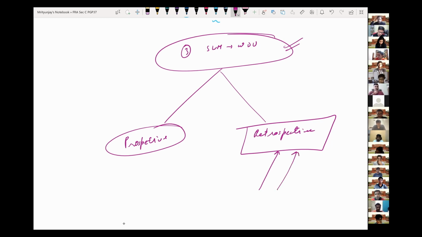And its converse would be prospective. That means wherever we are right now, from then onward we will apply the new changes. So that's what we are going to do. In this particular manner, in prospective manner, we are going to apply the changes.